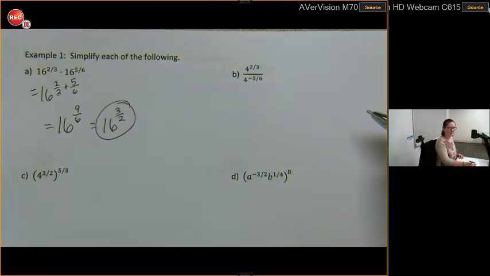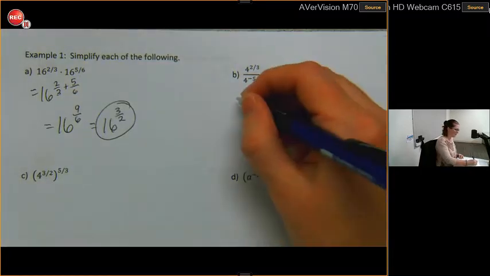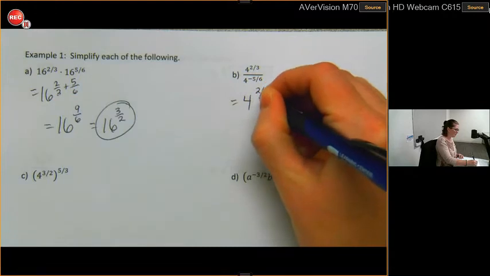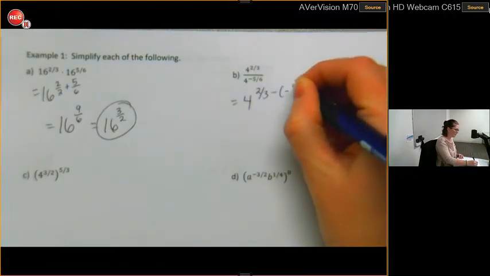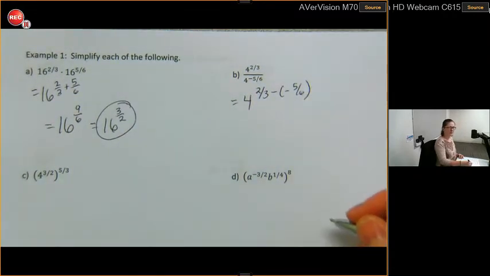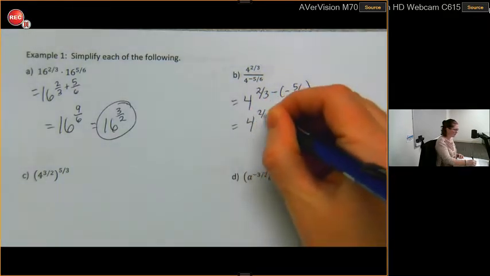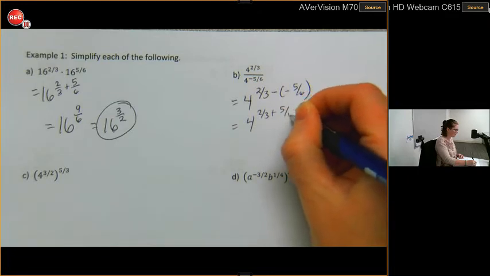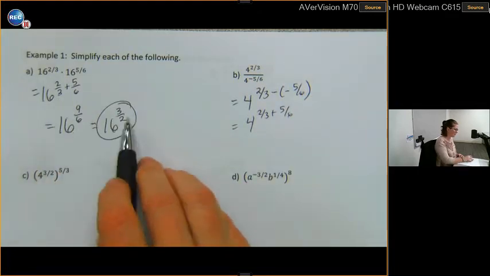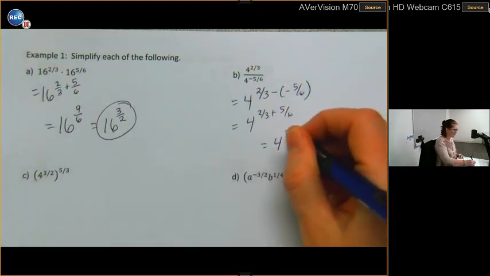Part B is a fraction, so we have the quotient rule. I'm going to subtract. I'm going to take 2/3 minus negative 5/6, which ends up actually adding. So it's going to be 4 to the 2/3 plus 5/6, and we already know 2/3 plus 5/6 equals 3/2.